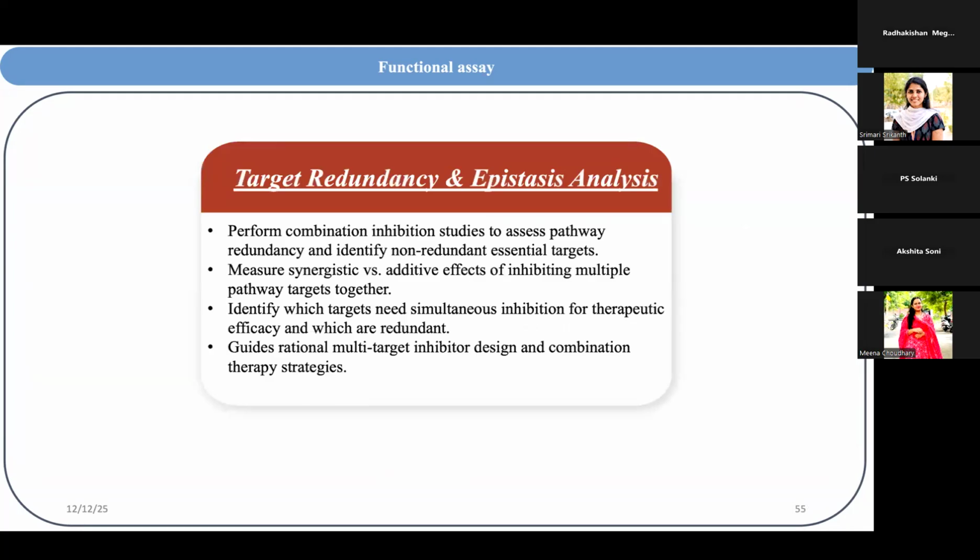Here, target redundancy and epistasis analysis. We use combination studies where we simultaneously inhibit multiple pathway targets. We have to see whether there is functional redundancy, and we measure the synergistic effects. So functional assays are how we move from prediction to proof, making sure our inhibitors actually work in the biological system.